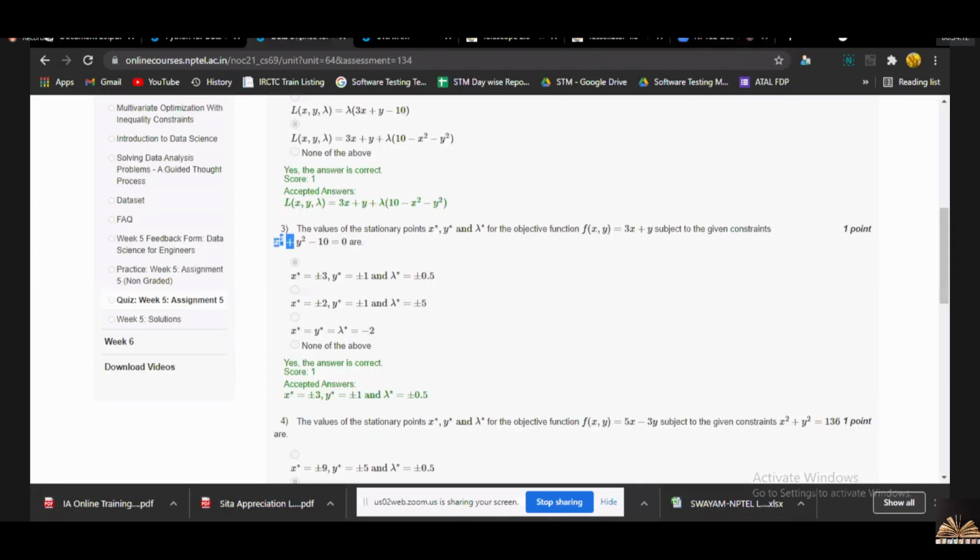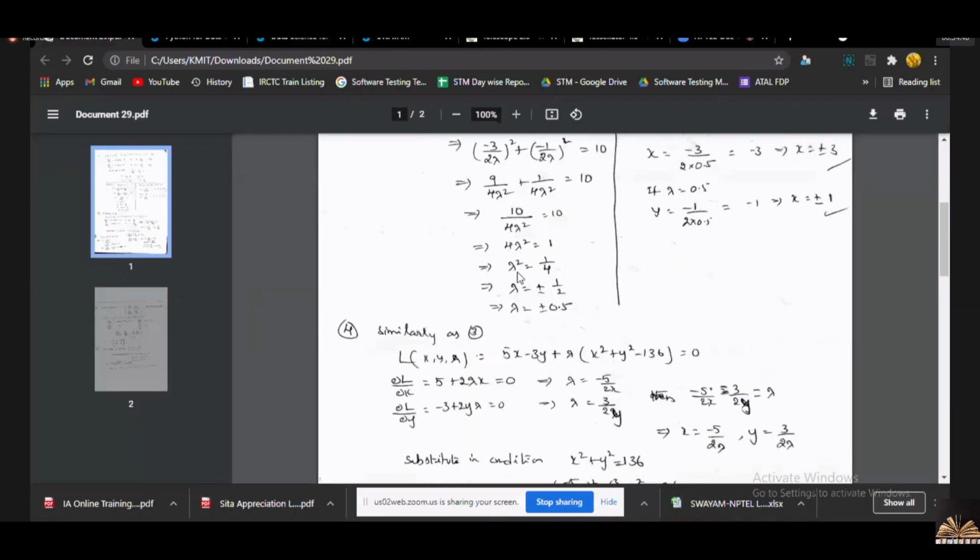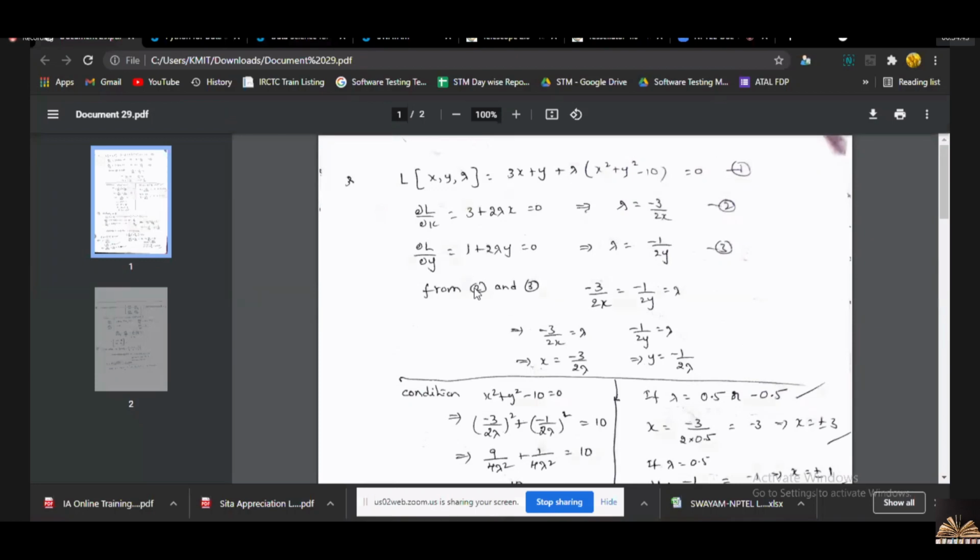Right, next question. Let's see the next question. It's the same question actually. The values of the stationary points, that is x star, y star and lambda star for the objective function. Here the function is different with respect to the given constraint, that is x square plus y square equal to 136. We follow the same approach because the question is the same. Function is different and constraint is different, right?